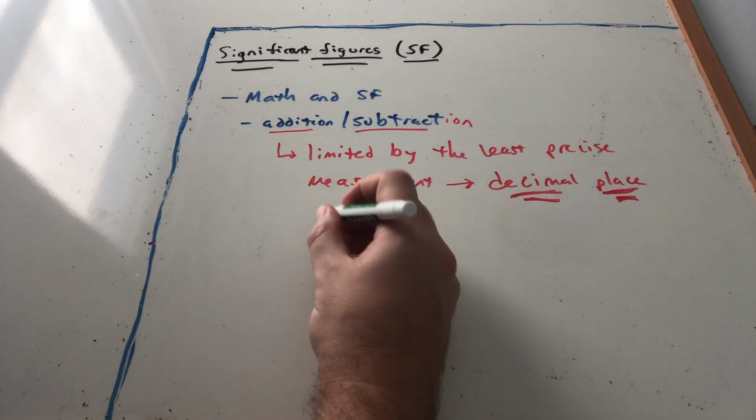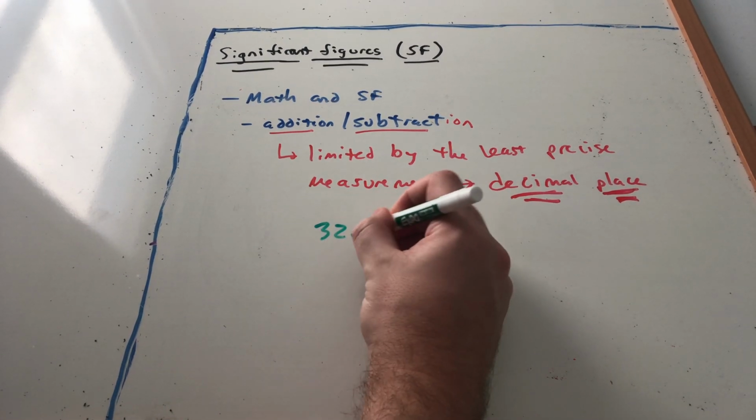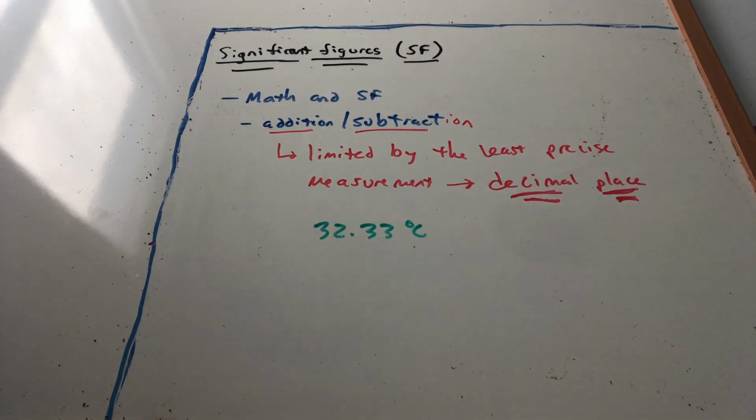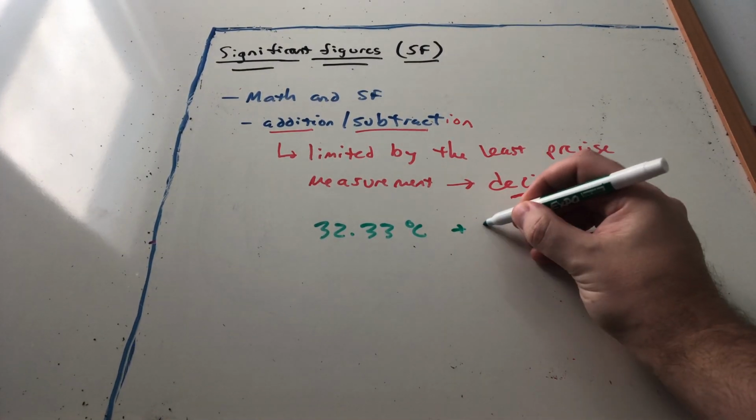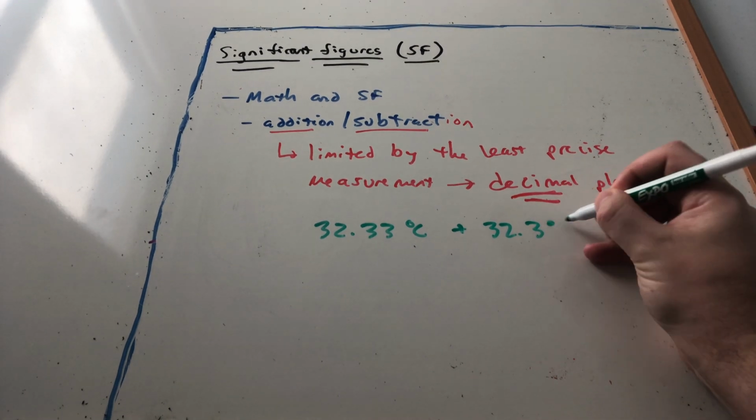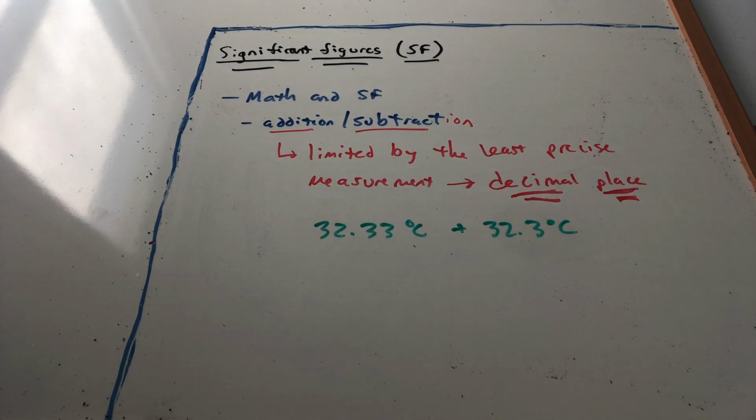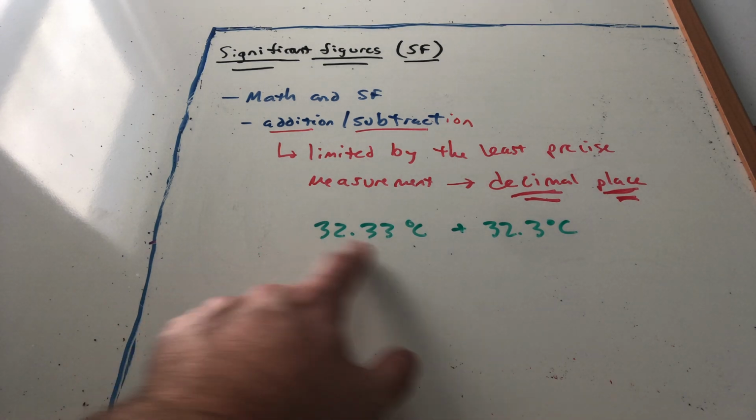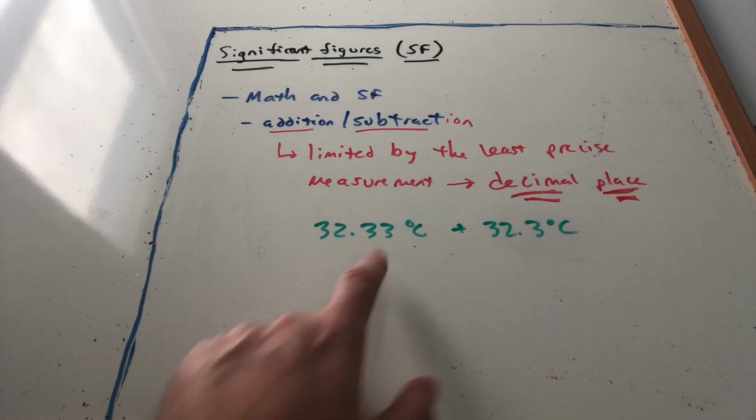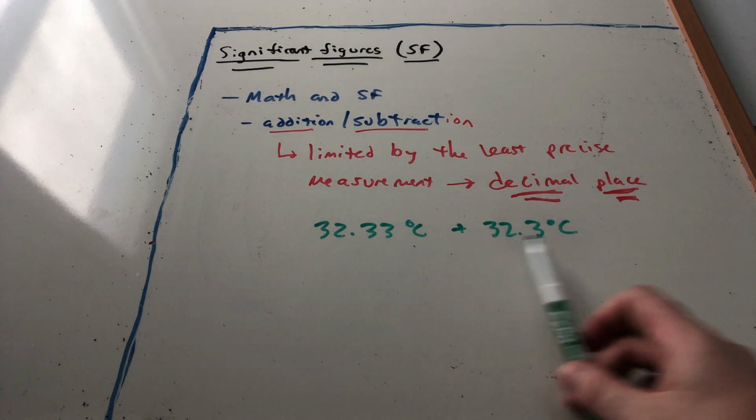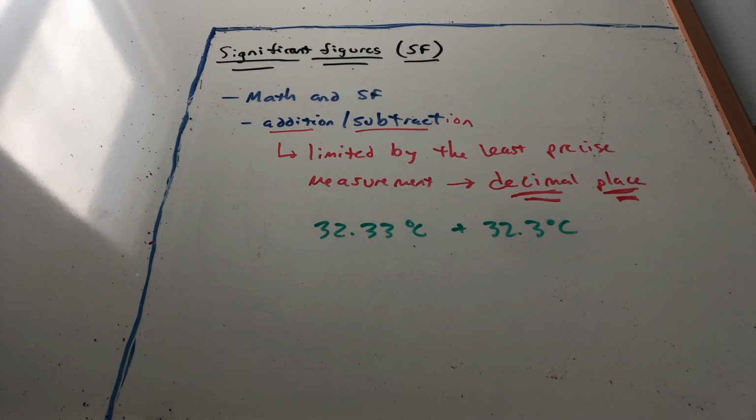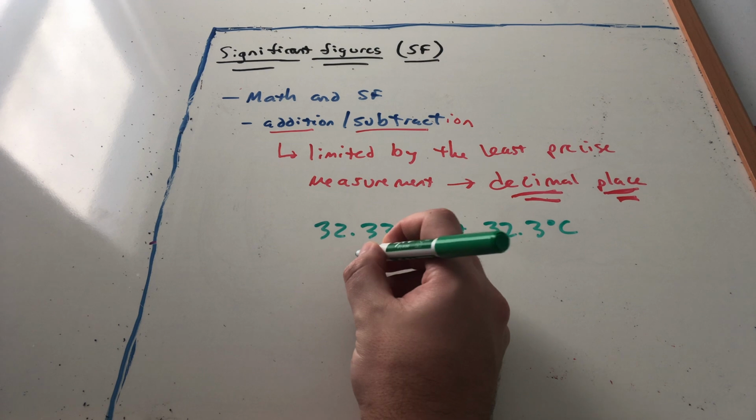So let's say we had 32.33 degrees Celsius, and then we also had 32.3 degrees Celsius. These must be coming from two different thermometers. Now, how do I know they're coming from two different thermometers? This thermometer over here can get me information out to this place, but this thermometer here can only get me information out to here.